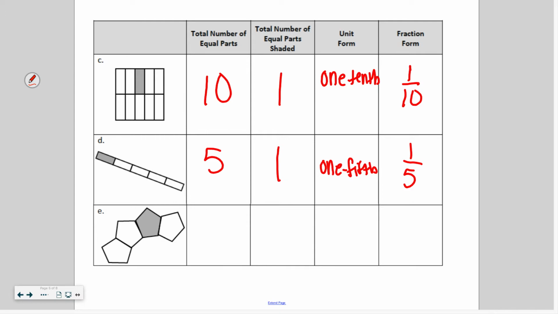So try this last one. You can pause now and then press play to check your answers. All right, so if you haven't already, please pause now, press play when you're ready. So we have 4 parts. 1 is shaded. That is called 1/4. And we write that as 1/4.